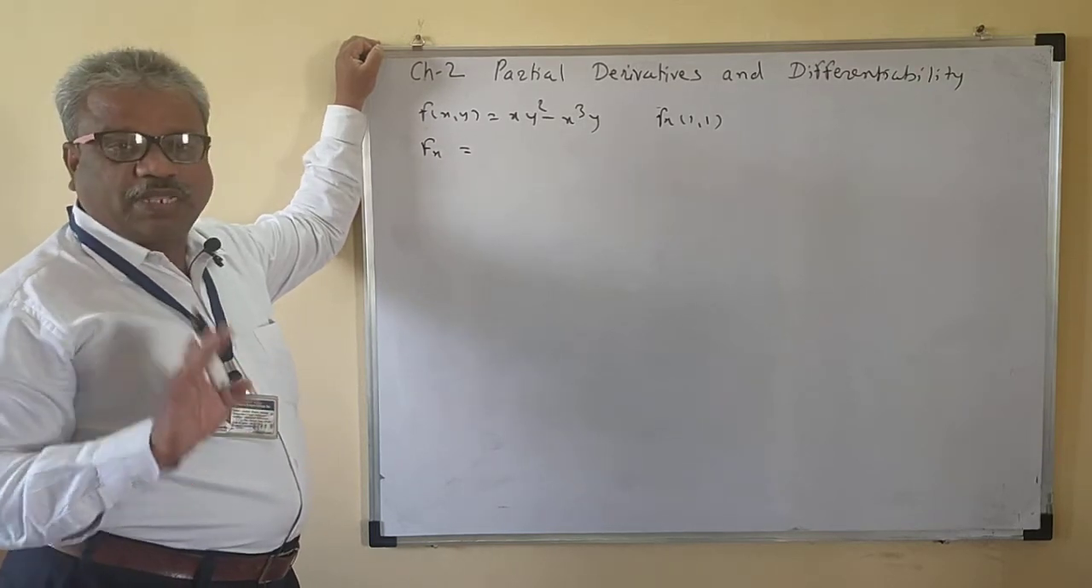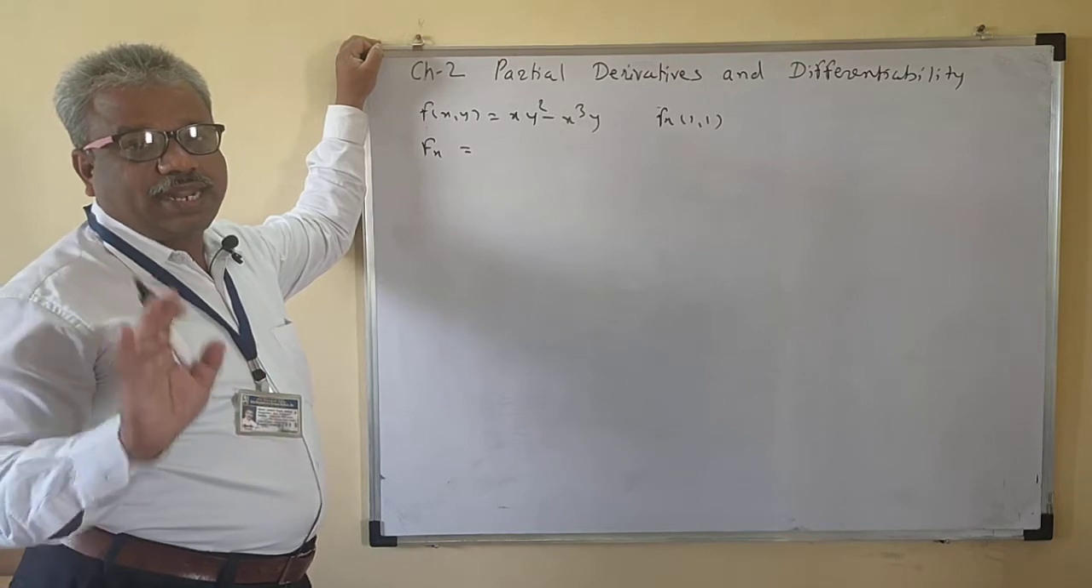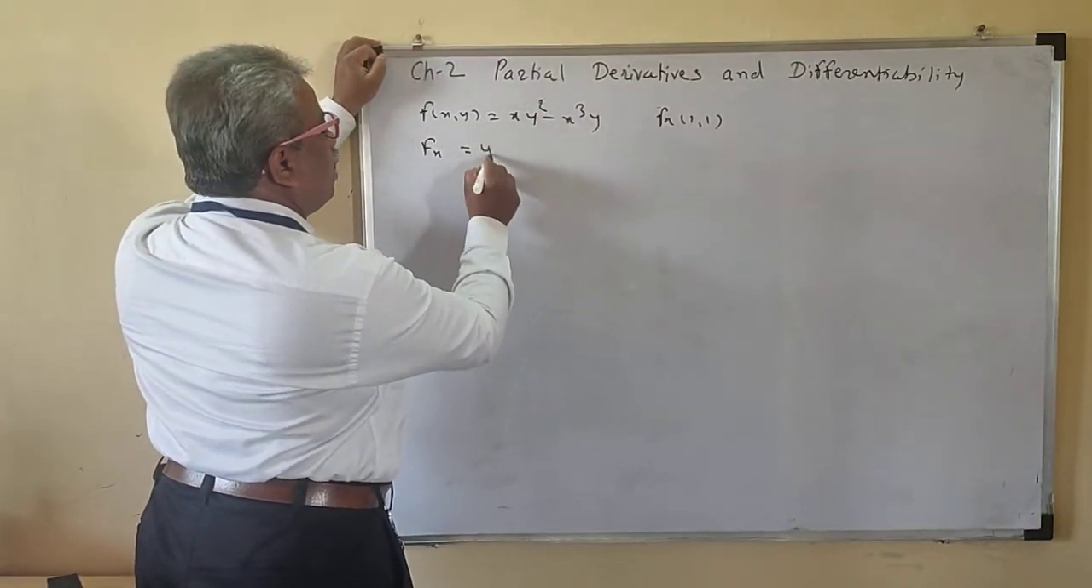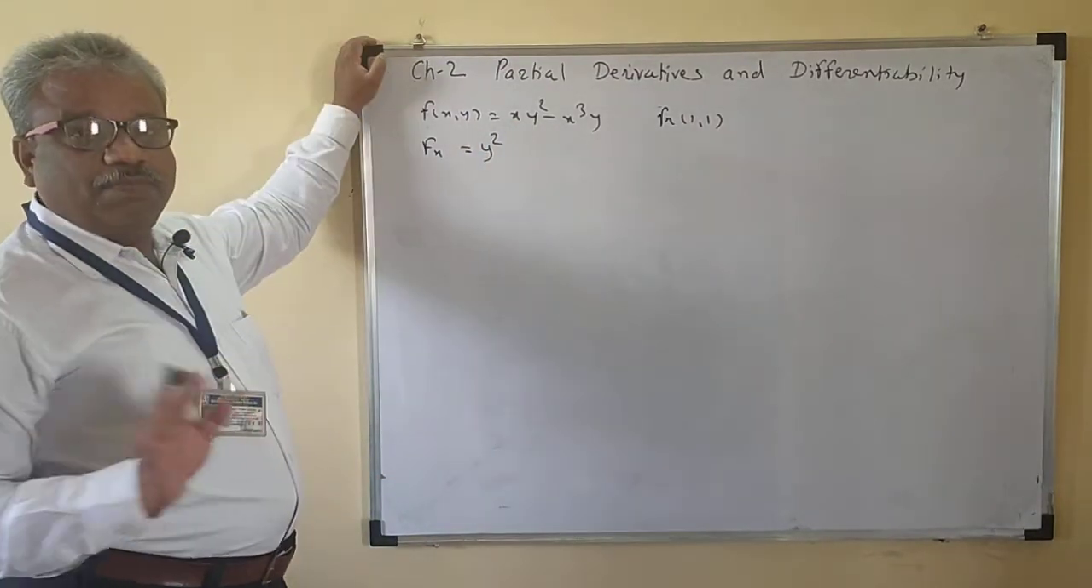So partial with respect to x means that other than x, all the rest of the variables are treated as constants. So here in x y square, y square is constant. So the derivative of x is 1 now. So the derivative of x y square will be simply y square.